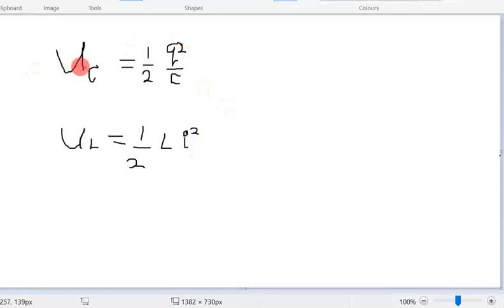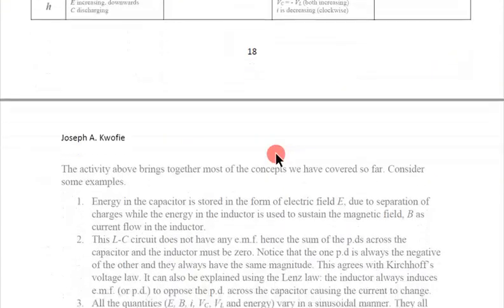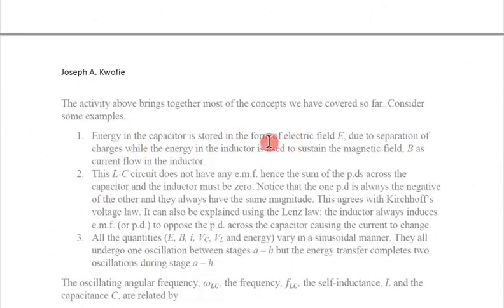So the energy in the capacitor depends on the amount of charge stored in the capacitor squared, you see. Then the energy in the inductor also depends on the current. This current will create the magnetic field. So that's what we are saying here, that the energy in the capacitor is stored in the electric field, and in the inductor, the energy is used to sustain the magnetic field.